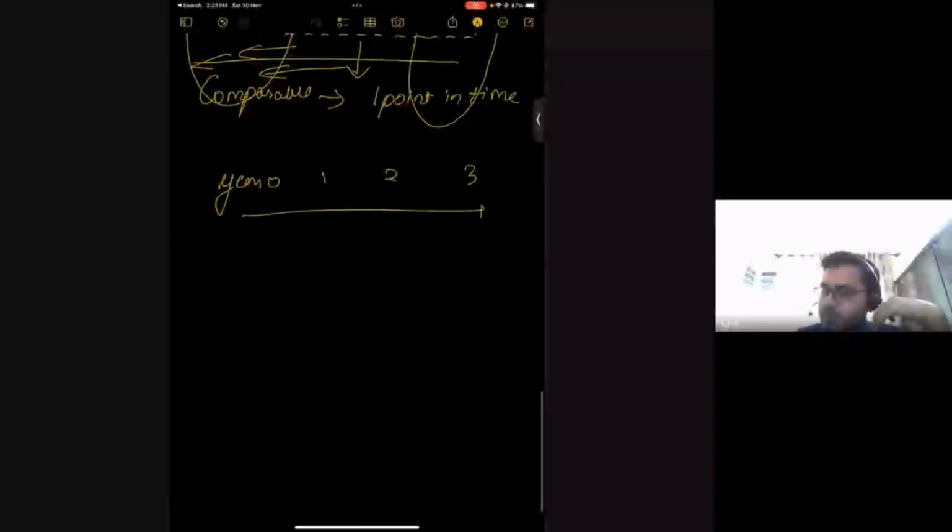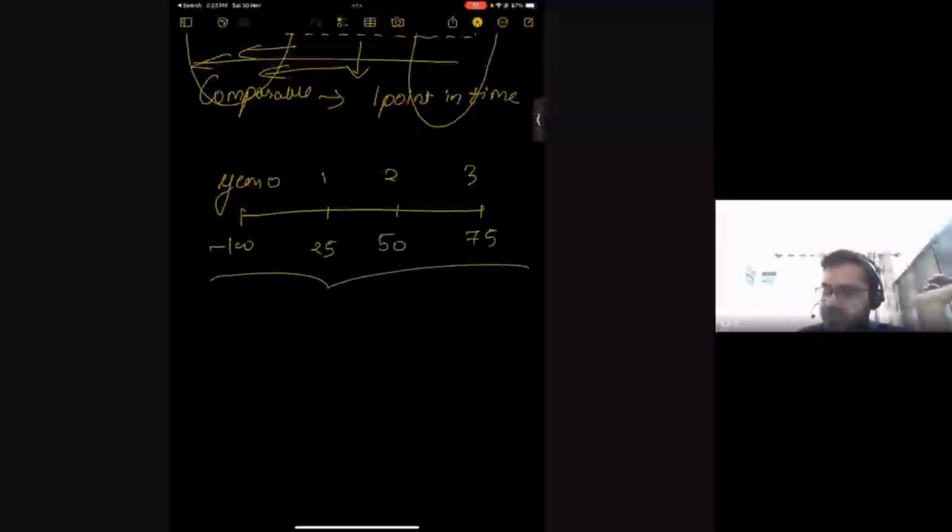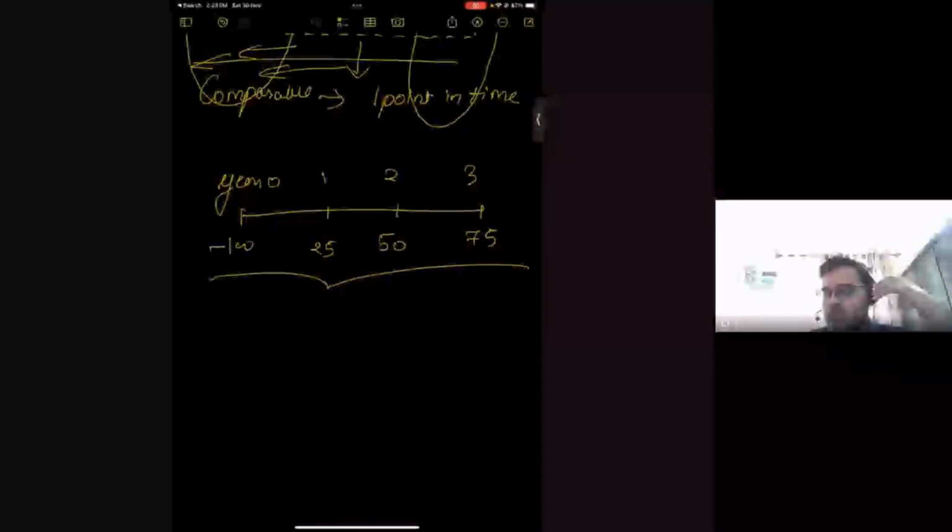But I can't say that, if this was again 0, 1, 2, 3, and then I have minus 100, followed by 25, 50, and then 75. This is the way the cash flows are dispersed. I'm not in a position to comment. I can't basically make a decision.